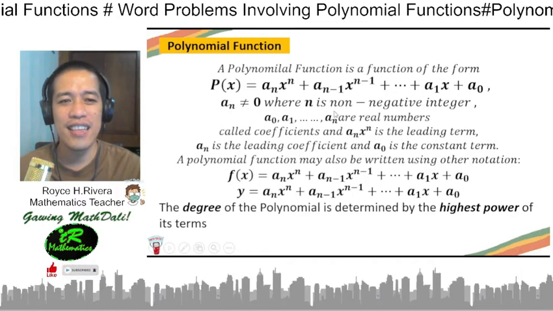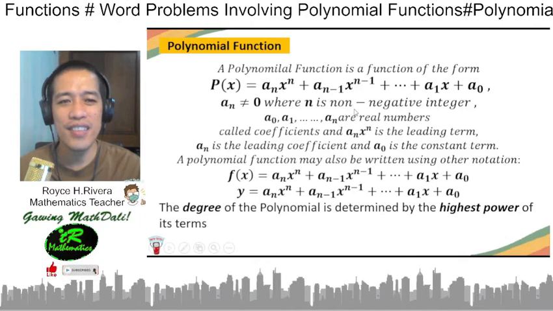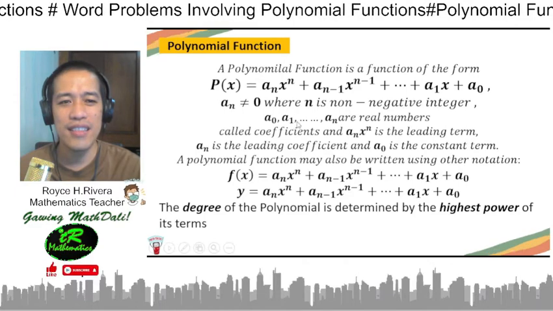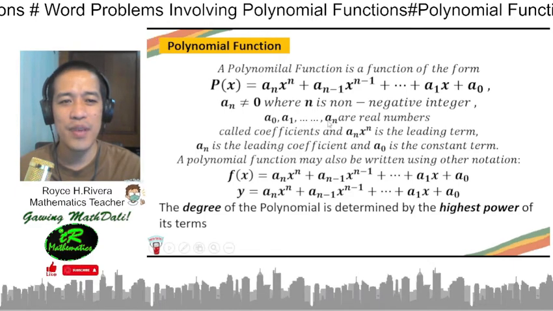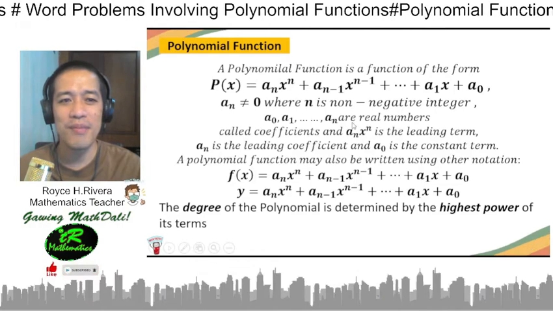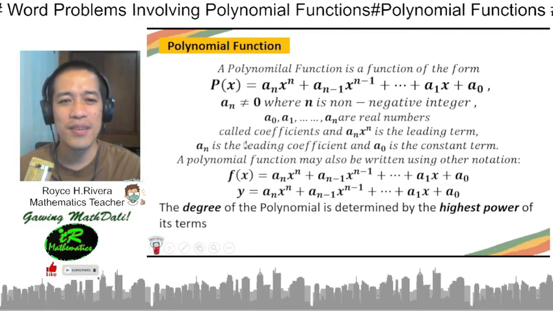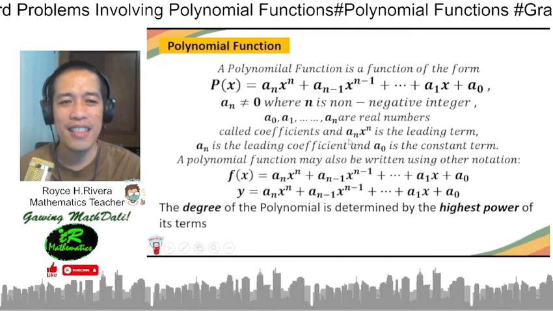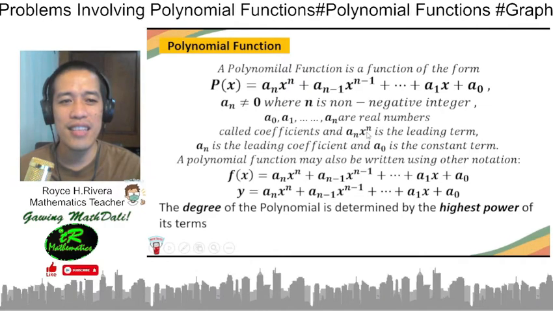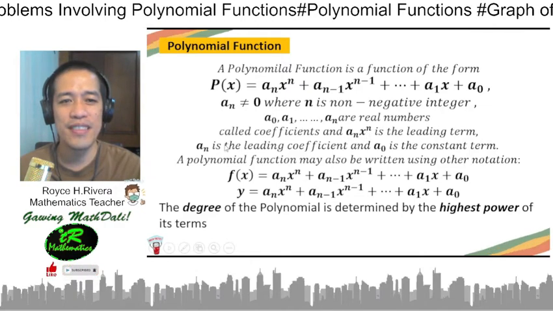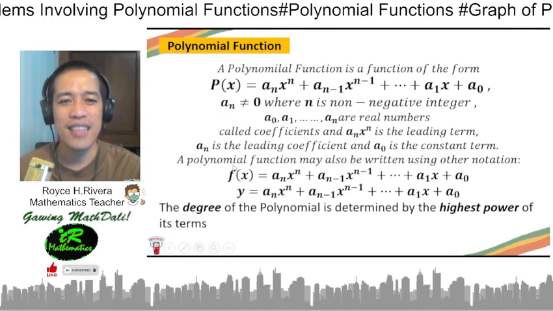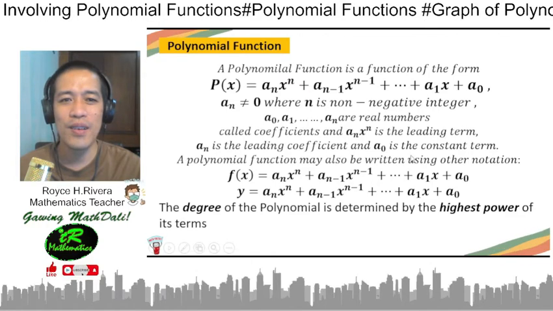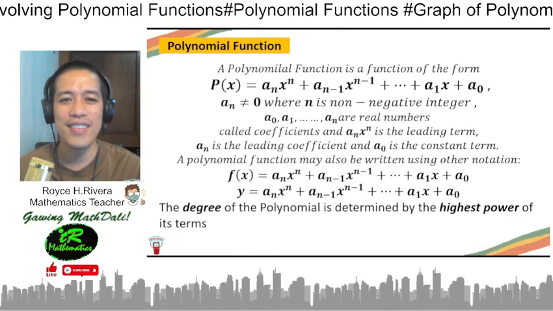N is a non-negative integer. A sub 0, a sub 1, up to a sub n are real numbers. Those numbers are called coefficients. And a sub n x raised to n is the leading term. A sub n is the leading coefficient, and a sub 0 is the constant term of the polynomial function.